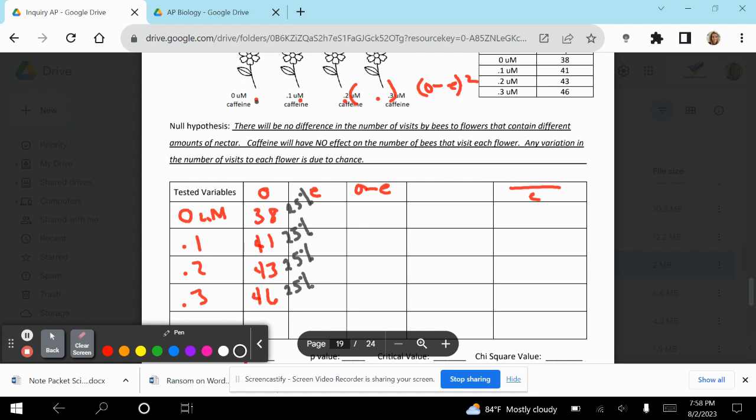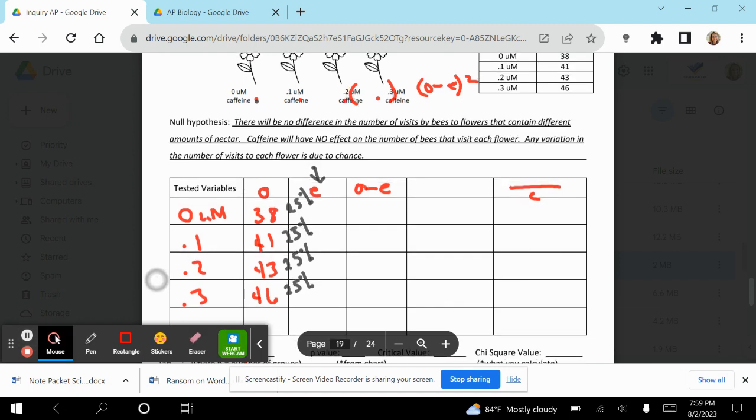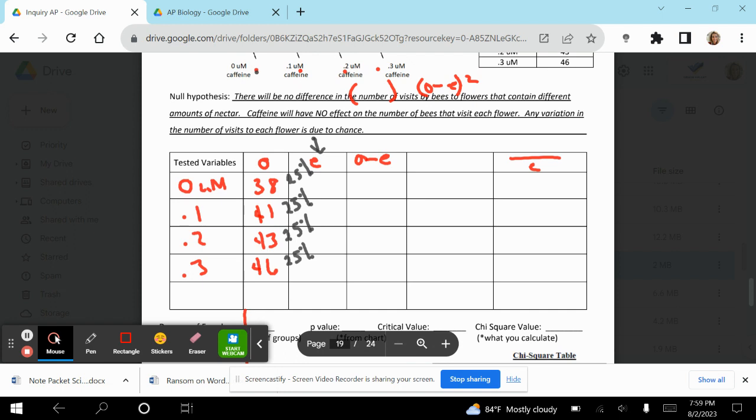Now, once we have those percents up in the corner, we have to remember what to do to figure out the numbers that we're supposed to put here in our expected column. This is where students commonly mess up. What often happens is students forget to add and figure out what this total number of visits was. So in this case, it was 168.